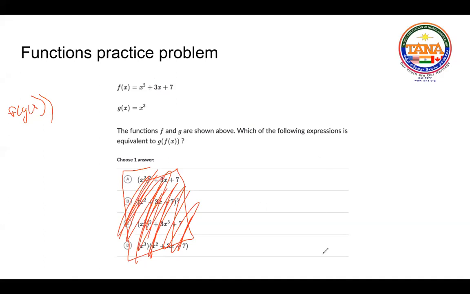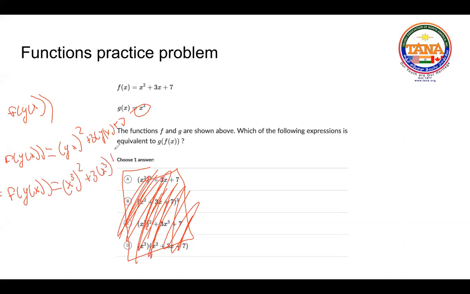All right, so there are two common variations of this equation that you guys answered, and I know where you guys got it wrong as well. So you have f of g of x equals g of x squared plus 3 times g of x plus 7. You replace g of x with x cubed at all terms. So f of g of x equals x to the third to the second plus 3 times x to the third plus 7.